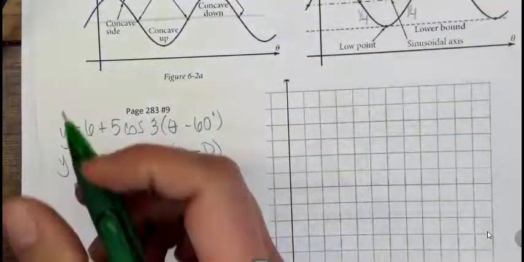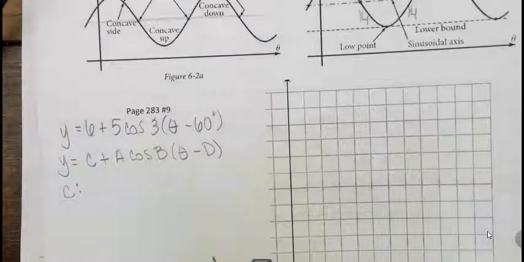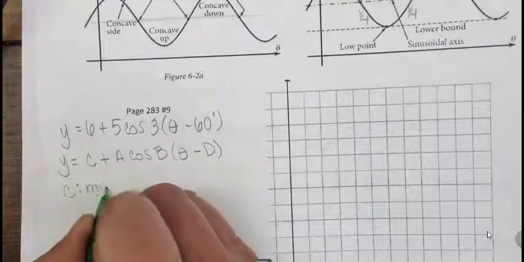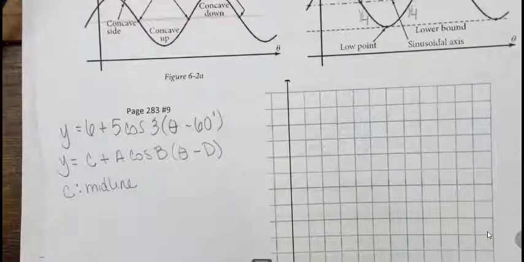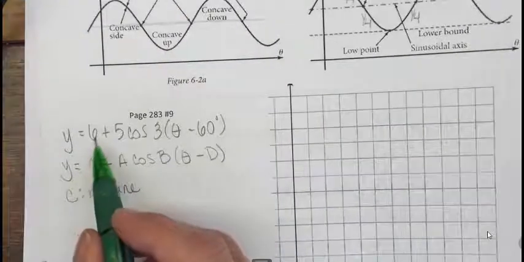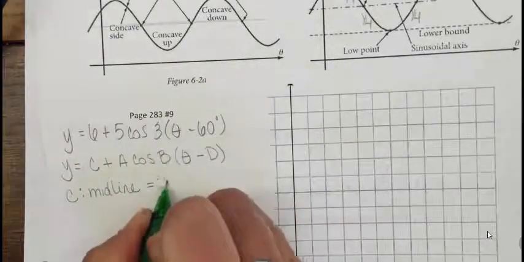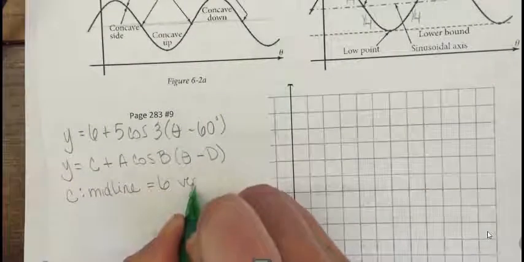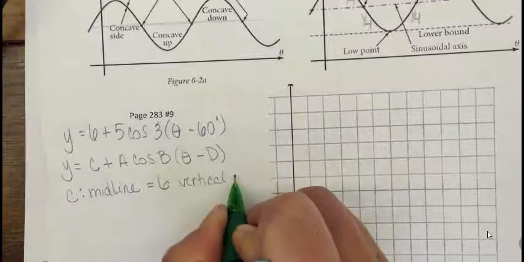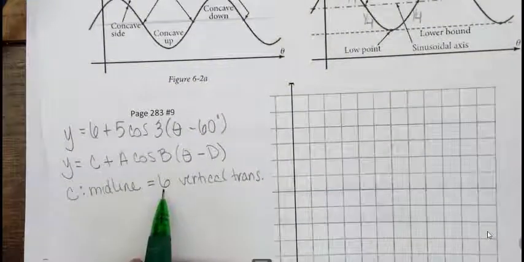All right, so let's go through each one of these. Starting with C. Well, again, C was our midline or sinusoidal axis. And so our midline here is going to end up being at 6. So this is also our vertical translation. I'll try and name as much as I can for you, but that's going to be really important. So our midline is at y equals 6.